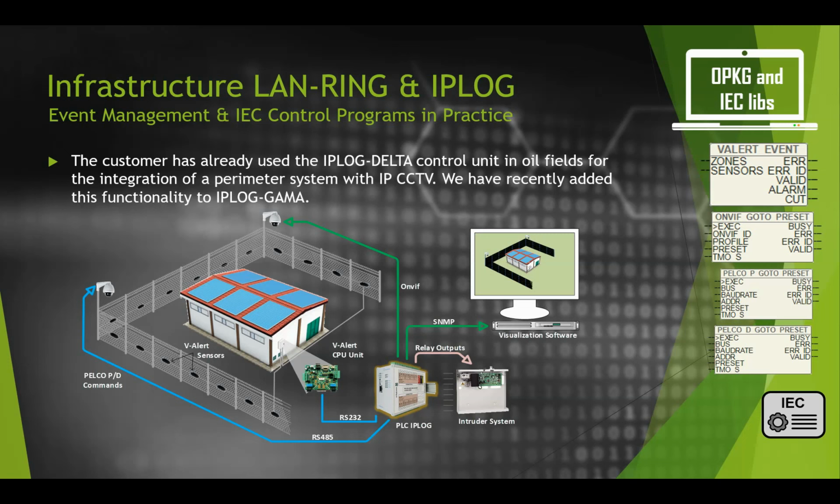Therefore, at the end of 2020, we received a request from the same customer to integrate the V-Alert perimeter system with Pelco IP cameras. This was already a task for iPlog Gamma, which, in addition to controlling analog cameras with the Pelco P and D protocols, can also control IP cameras with the ONVIF protocol. In addition, the alarms are copied to the relay outputs.